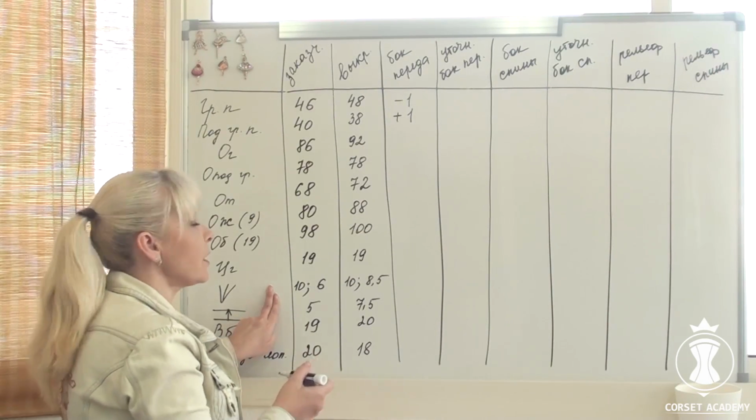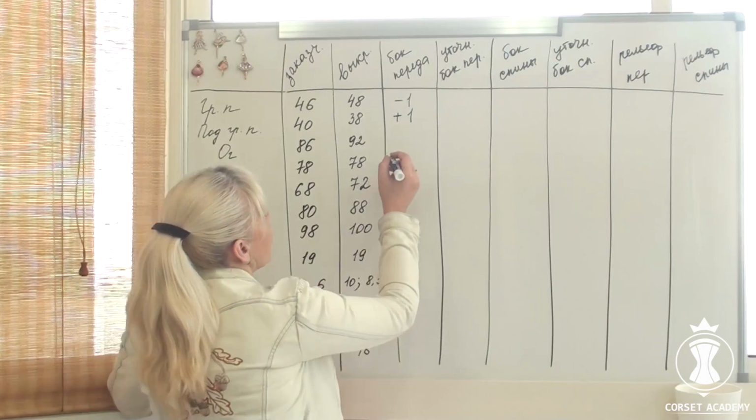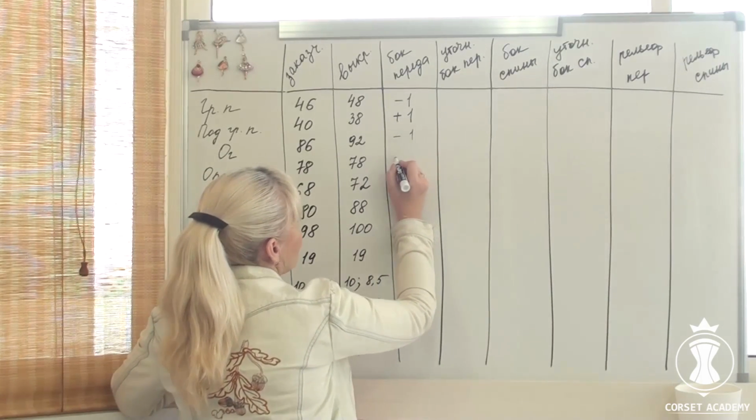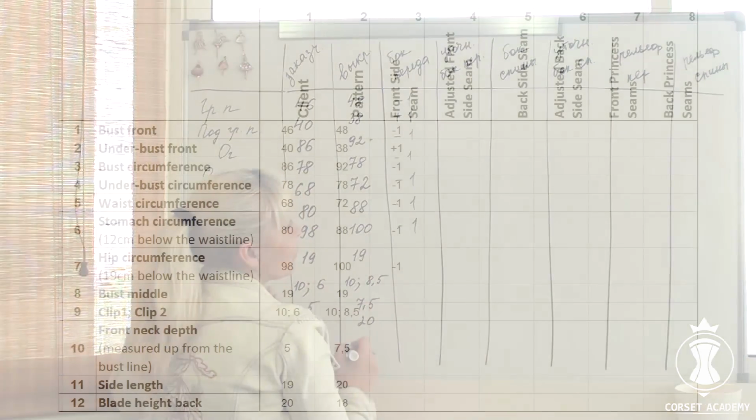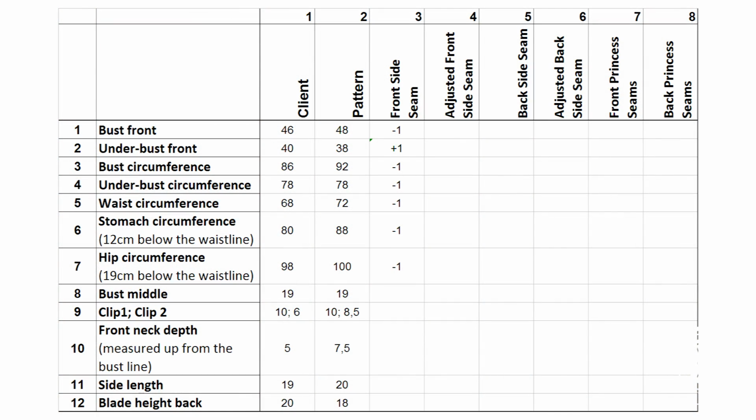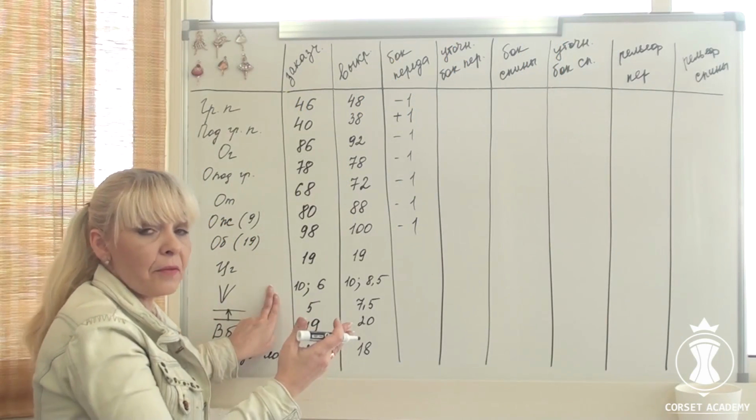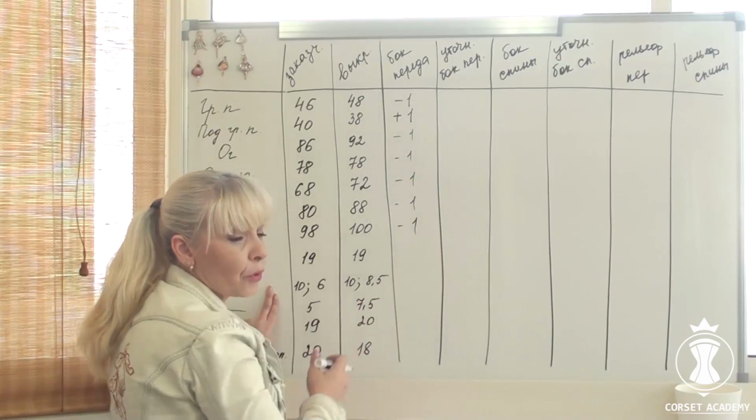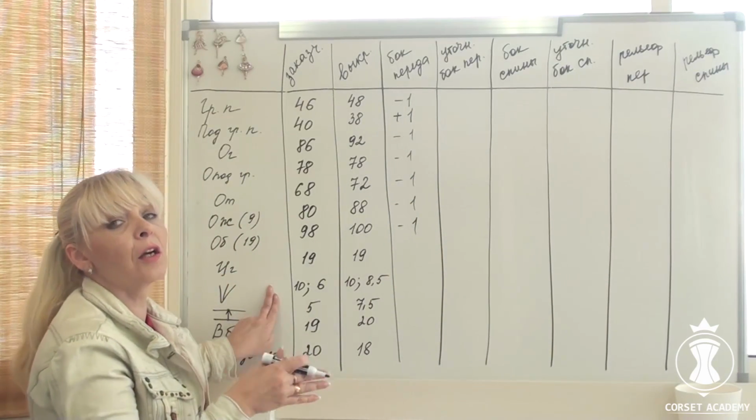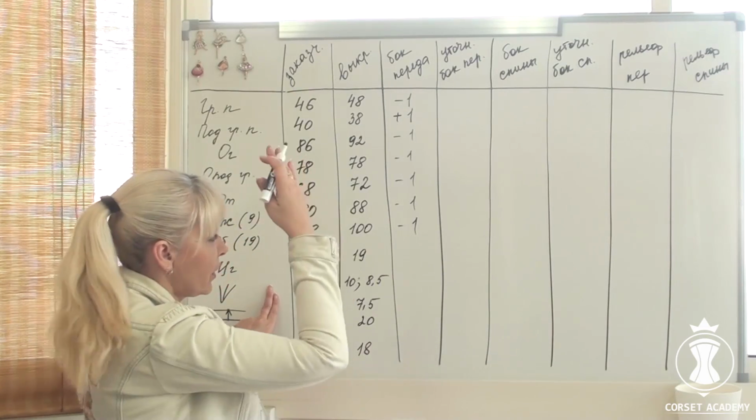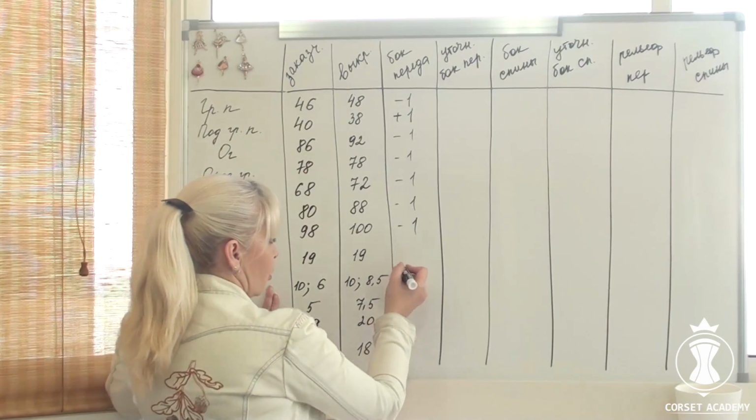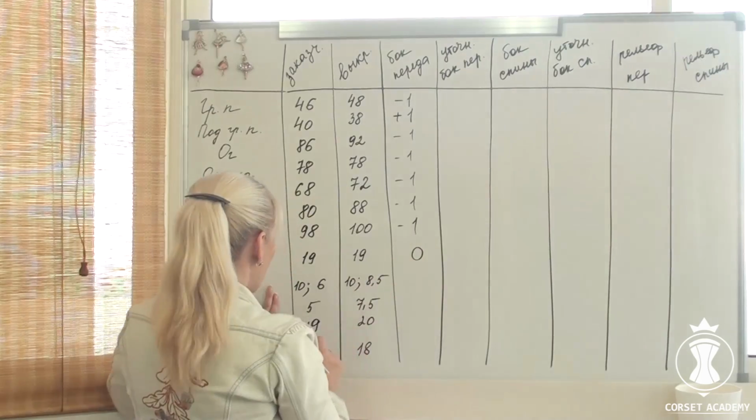For example, 1 centimeter. I write the pre-estimated adjustment value of -1 centimeter into column 3. I will define precise adjustments to the front side seam line in further calculations. And now, let us continue calculating adjustments to the configuration of the front side seam line. Bust middle. The measurements coincide and I write 0 in the table.